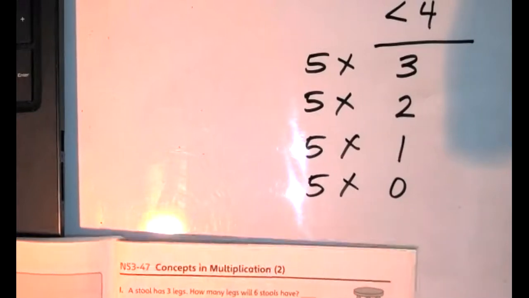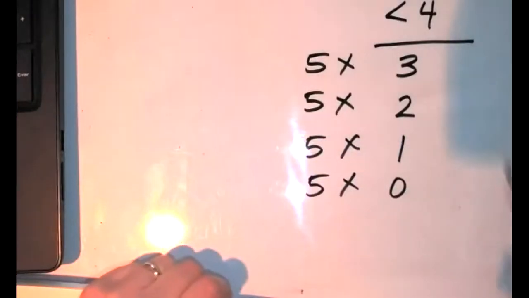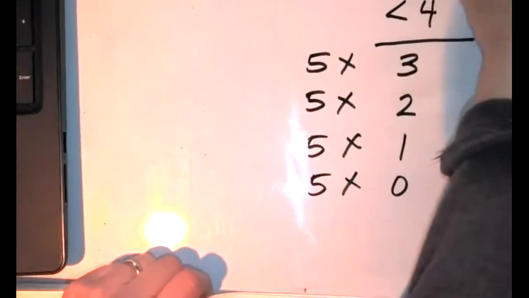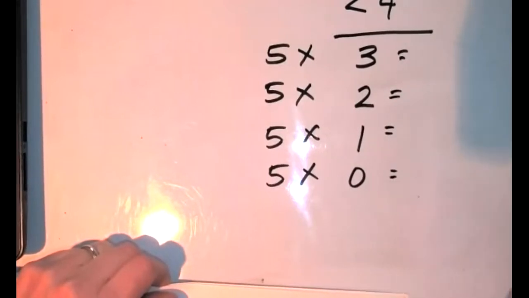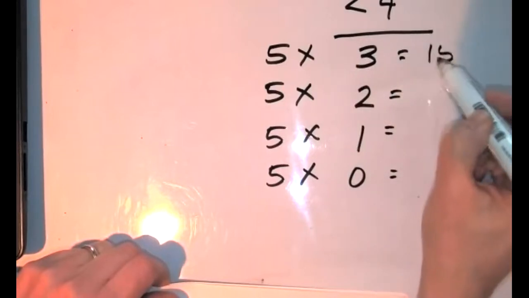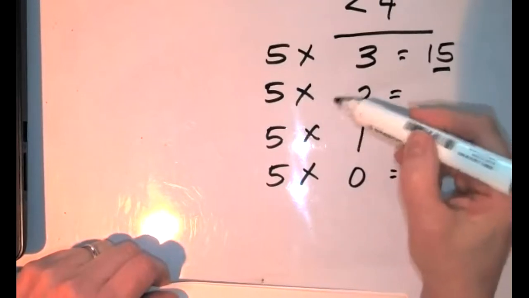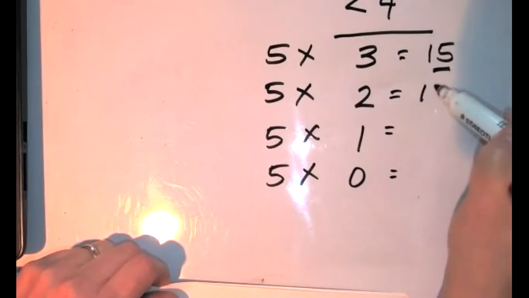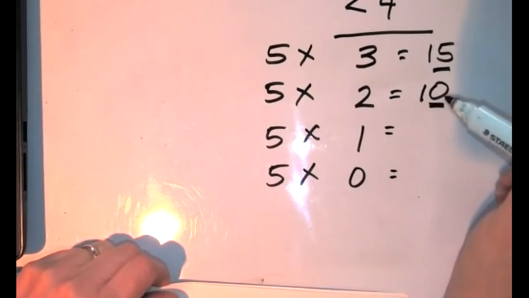And it says in the question here, the other part of the clue, the ones digit of her answer is 0. The ones digit. Okay. So remember, we got the 10s and then we got the 1s. So I'm going to figure out the answers. What's 5 groups of 3? 15. This is the ones digit. Is it 0? Nope. 5 groups of 2 is, oh, there's the 1 digit. Is that it? Well, it could be 2.